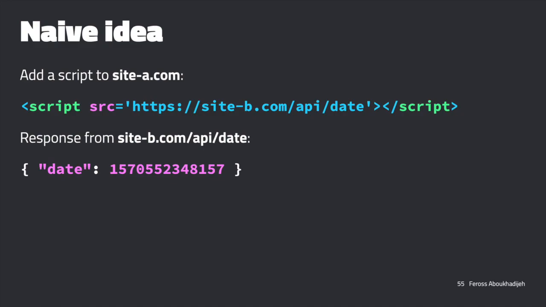So site A says, I have a script from site B that's this API. That's going to get fetched, and this is what's returned, and that's going to be evaluated as JavaScript. Is site A going to be able to do something with that to read that out? Would that work? First question, is this valid JavaScript syntax? It is?